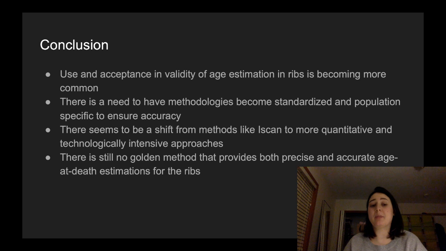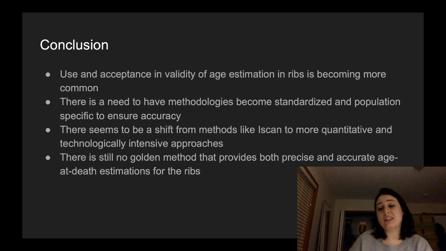It is becoming a more common method to use the ribs as a way to identify someone's age at death. And there does seem to be a shift from methodologies like the ISCAN method to more quantitative and technologically intense approaches similar to rib histomorphometry, as well as the physiochemical and biomechanical approaches.